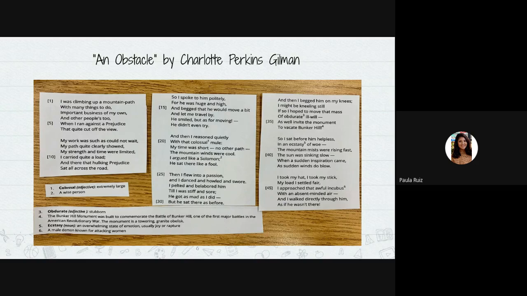And then I begged him on my knees. I might be kneeling still, if so I hope to move that mass of obdurate ill will, as well invite the monument to vacate Bunker Hill. So I sat before him helpless in an ecstasy of woe.